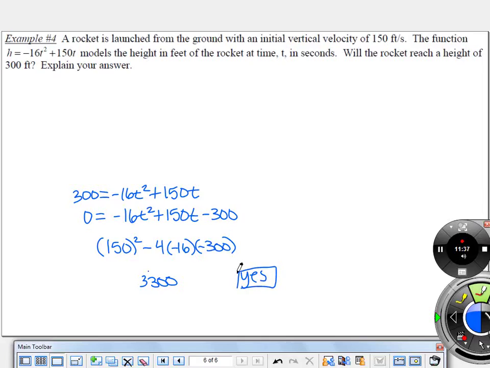For the explanation part, what things would you mention? What would be your proof that this is going to happen? Sean? Good. So you would mention that you did the discriminant calculation and you got 3,300. And then you would explain to somebody what that means. What does it mean to get a discriminant calculation of 3,300? What does it mean? That there's two solutions to this problem. Okay? So I could come up with some solutions. Right? Is this okay with everybody?